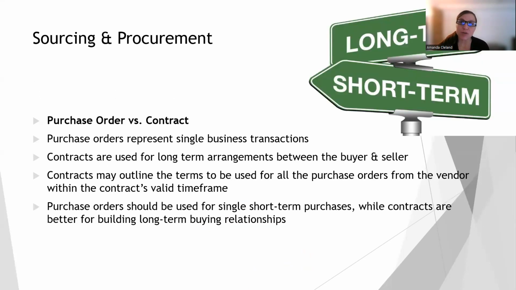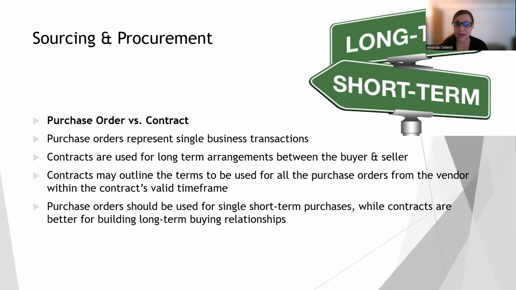And purchase orders usually represent one single business transaction, whereas, like, I want to order 10 iPhones. I would put in a PO for 10 iPhones. Contracts are typically for long-term arrangements between buyers and sellers. Perhaps the agreement that I have with a seller that sells iPhones for a period of 5 years, that would be what I would use a contract for.